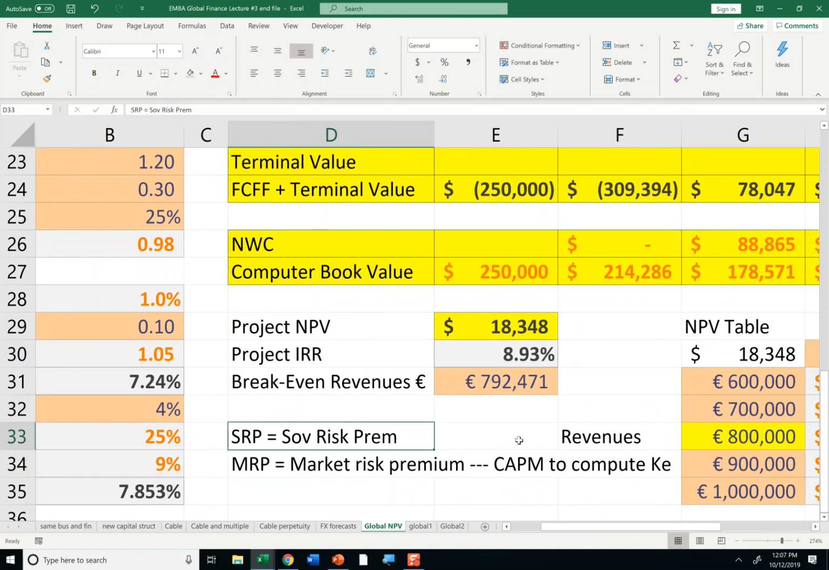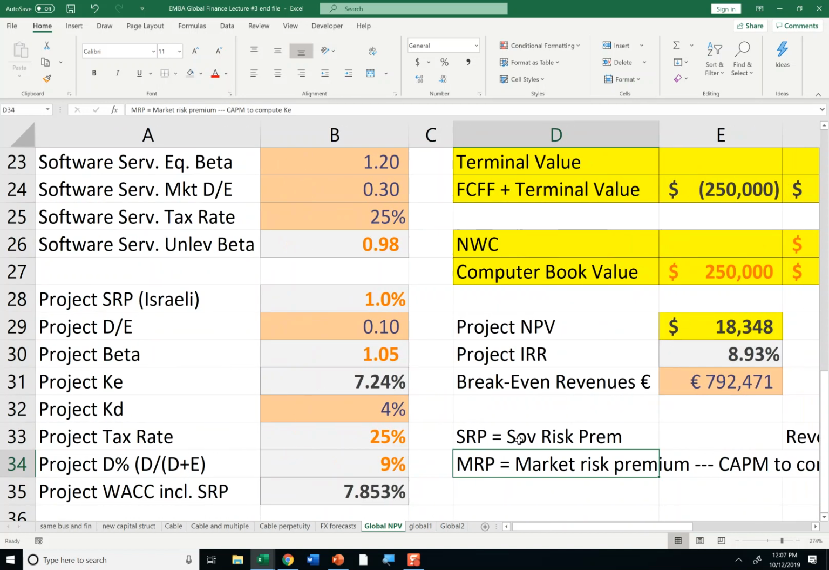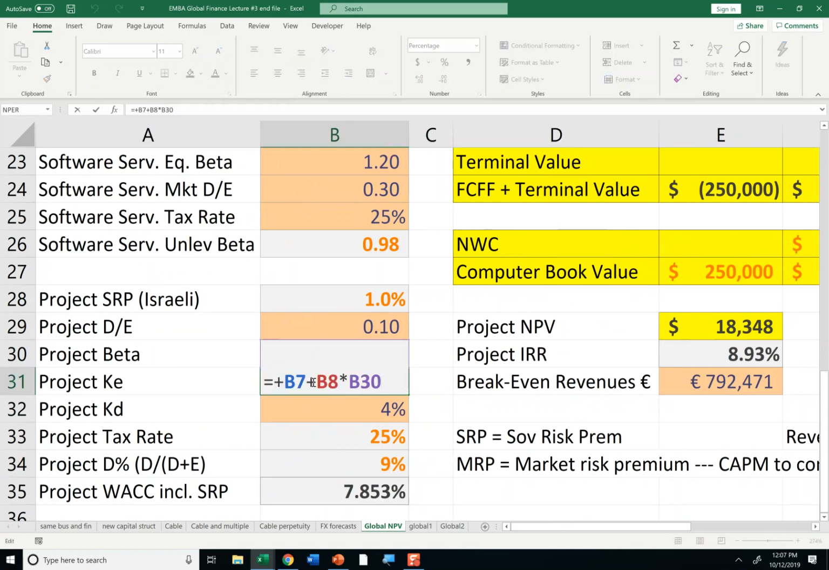Okay, so sovereign risk premium, I'm just going to add that 1% to my WACC and say that's how I'm going to adjust for the risk of Israel. The market risk premium is what I use to calculate cost of equity. It's the extra premium you get based on the beta.